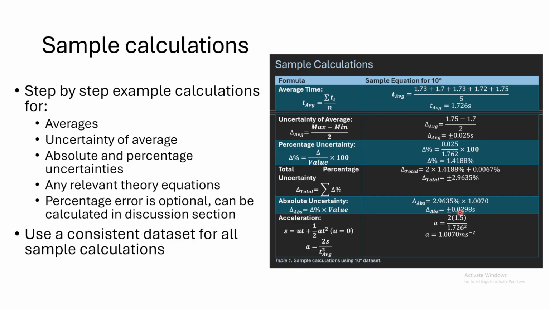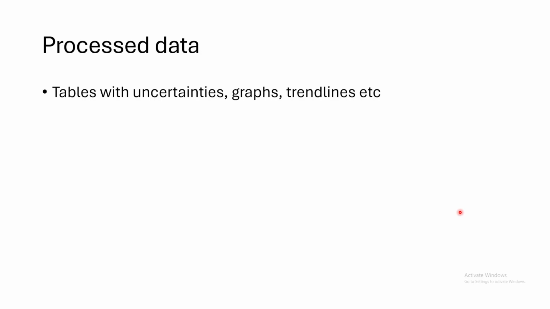Alright, let's move on. Okay, so process data. This is where your raw data turns from being just numbers into something you can analyze. So this contains some tables with uncertainties, your graphs, your trend lines. These last two are really important.